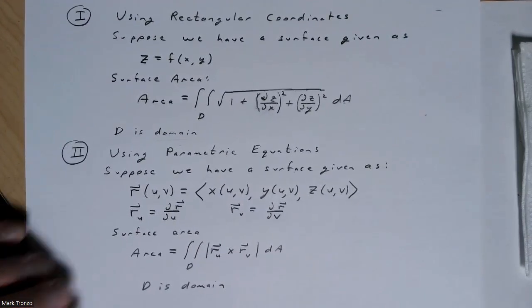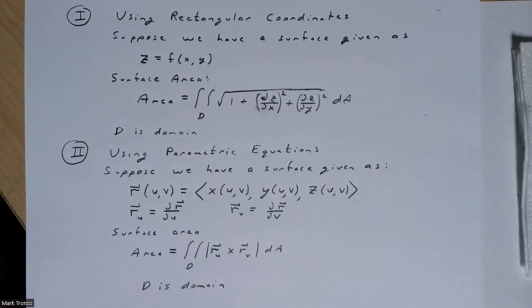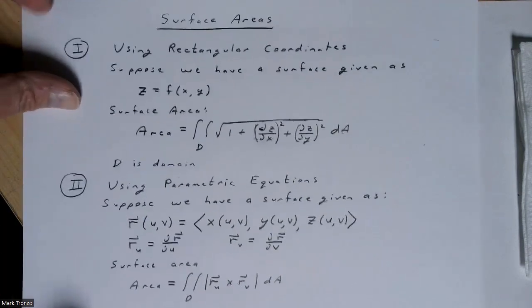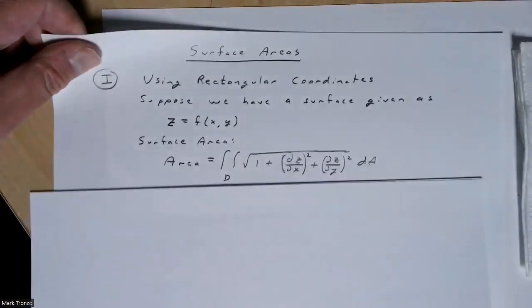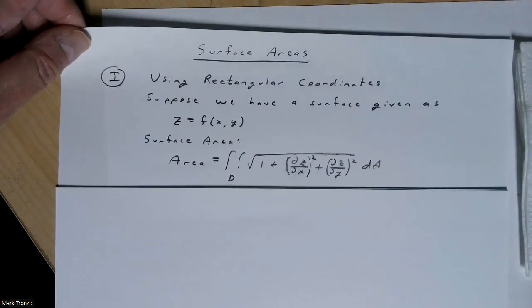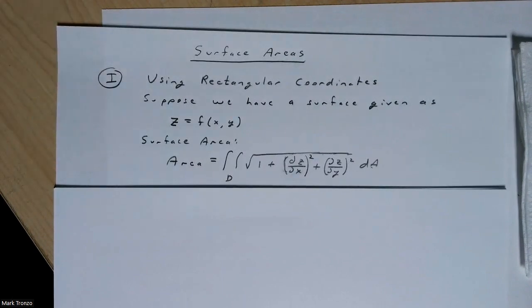So in this video, we're going to look at these two ways of calculating surface areas. We'll begin using surface areas in rectangular coordinates. So we're going to start with rectangular coordinates. So let's take a look at an example, or actually we'll look at a couple of examples.